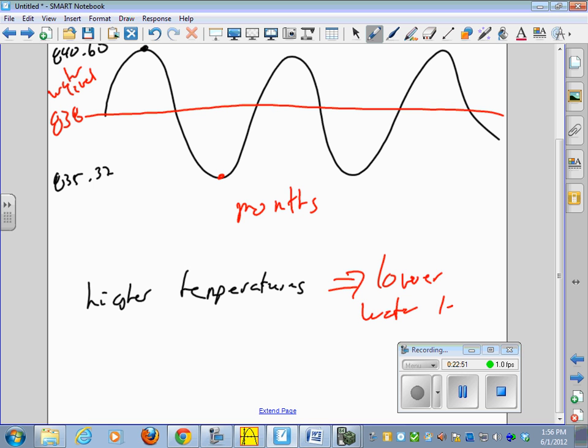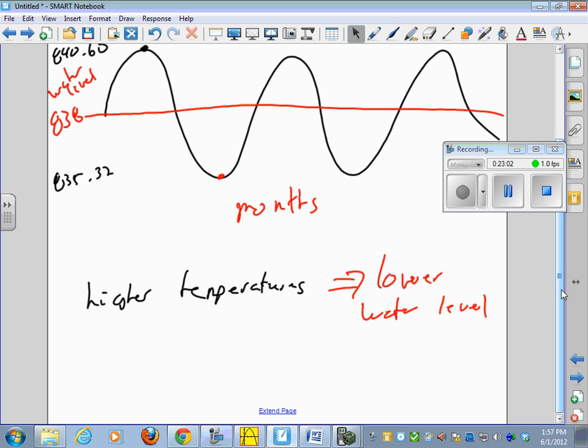water level. The question is discuss or describe one possible change in climate, so that's a higher temperature, and its effect on one of the values in the sinusoidal equation. So if we had a lower water level, what might that do to the A, the B, the C, and the D? Which number would get higher or lower if the water level dropped? Amplitude.